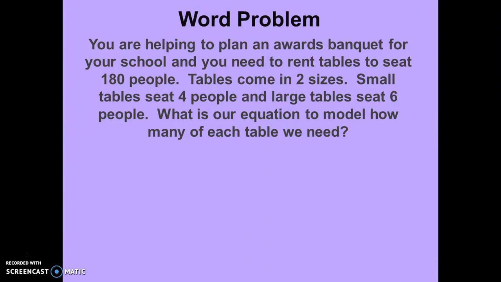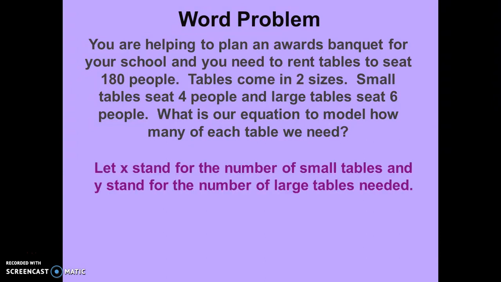Large tables can seat 6 people. So first thing we want to do here is come up with an equation to model how many of each table we need. When we think about that, we have 2 main things, right? We have the number of people who are going to be seated at small tables, plus the number of people who will be seated at large tables, and that has to add up to a total of 180.